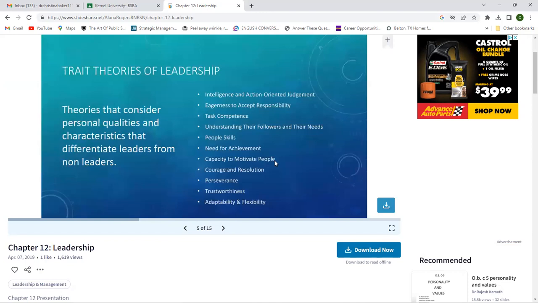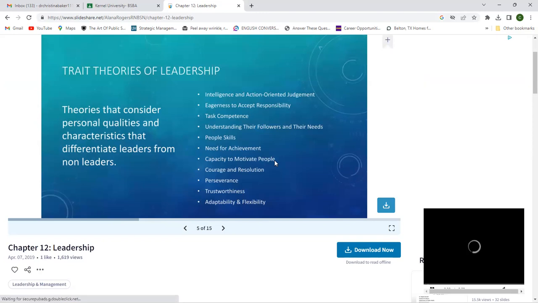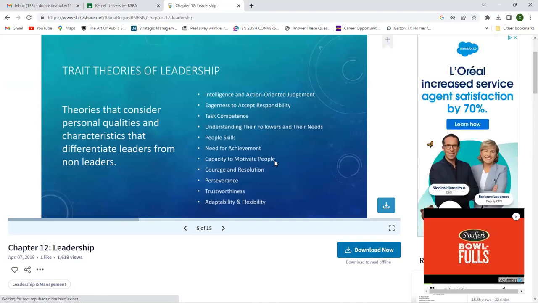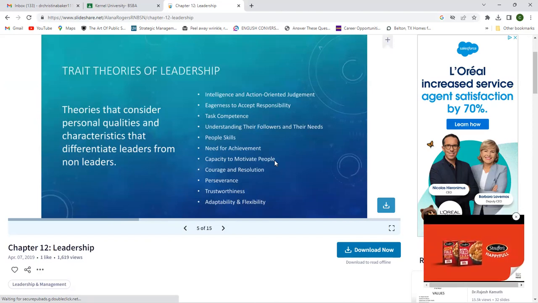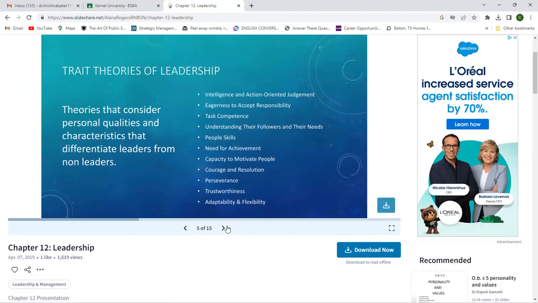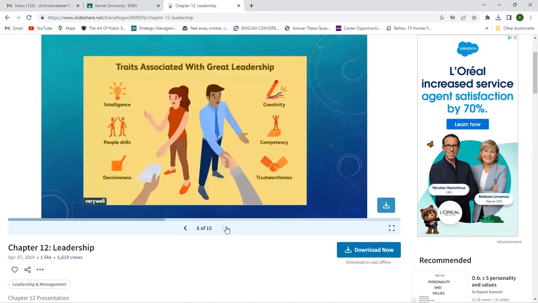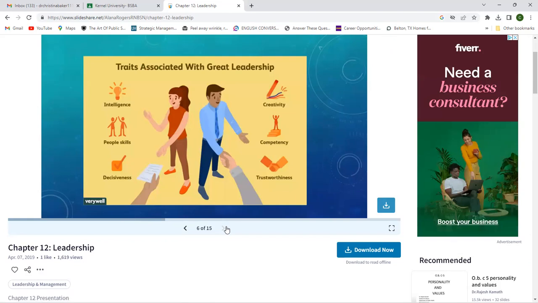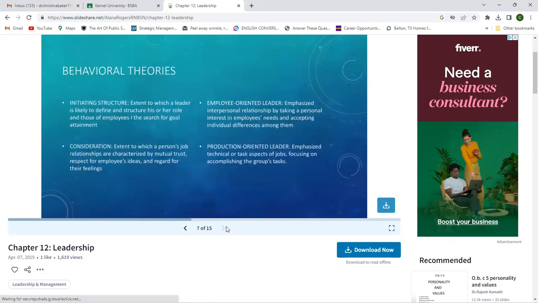Trait theories of leadership. Theories that consider personal qualities and characteristics that differentiate leaders from non-leaders. Intelligence and action-oriented judgment, eagerness to accept responsibility, task competencies, understanding their followers and their needs, people skills, need for achievement, capacity to motivate people, courage and resolution, perseverance, trustworthiness, adaptability, and flexibility. Traits associated with great leadership: intelligence, people skills, decisiveness, creativity, competencies, trustworthiness.